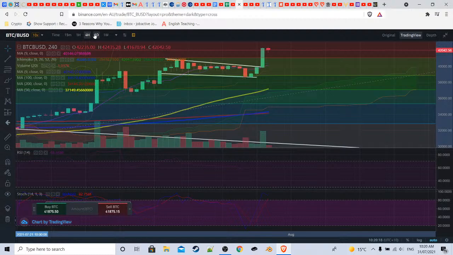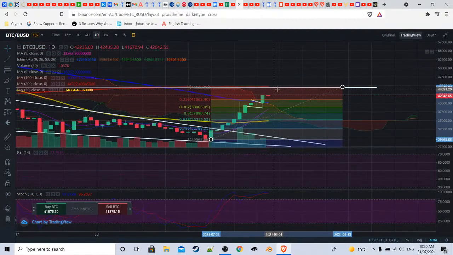But the next resistance point will be this 200 moving average. If we can get above this 42,000 level, the next one will be around 44 and a half. Most likely, if it doesn't break through that clearly, there will be some kind of retracement.